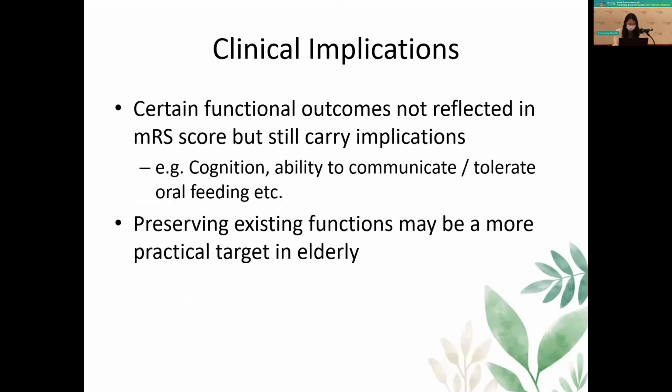Another implication of the study is that there are certain functional outcomes, for example, cognitive function, the ability to communicate or tolerate oral feeding, etc., that are not reflected in the MRS score, but still carry implications on an elderly's care plan and quality of life. In view of such, preserving existing functions may be a more practical target rather than aiming for a numerically favorable MRS score in stroke management in this group of patients.